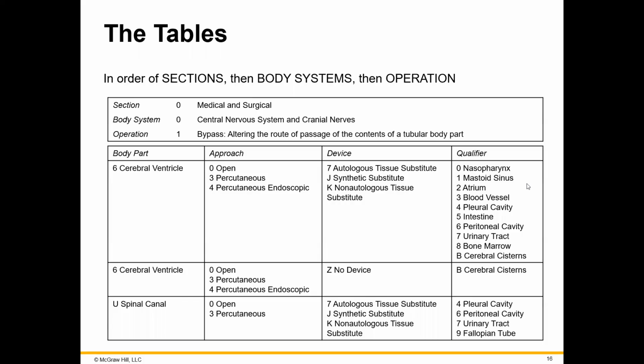And again, here's what the code books look like. So you can see the first 3 characters. 0 is going to be medical and surgical. Body system is going to be the central nervous system and cranial nerves. And then the operation, bypass.